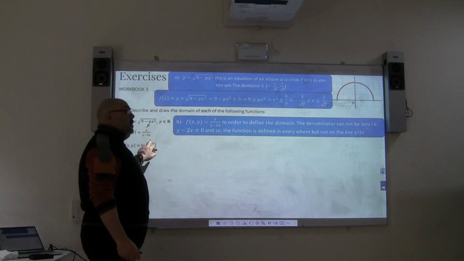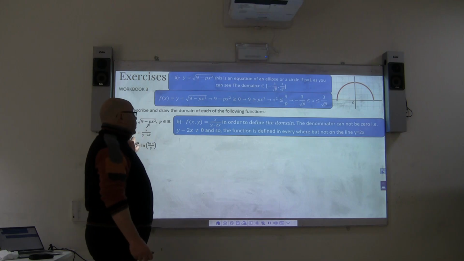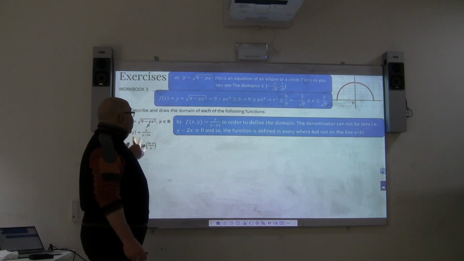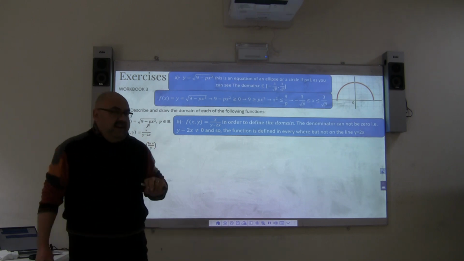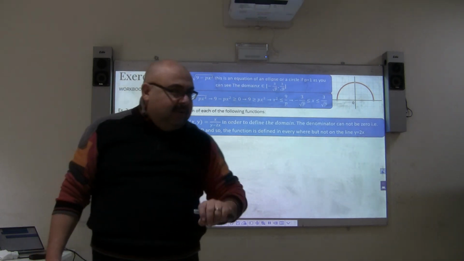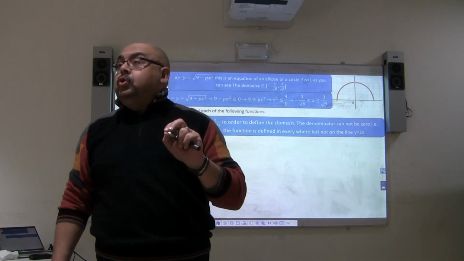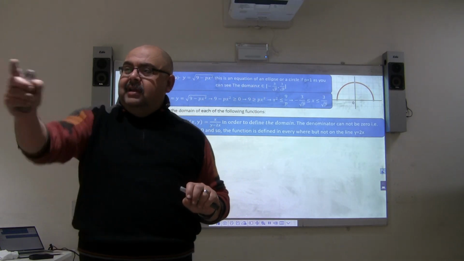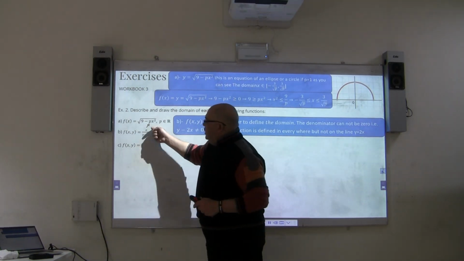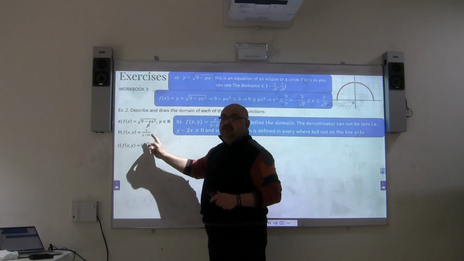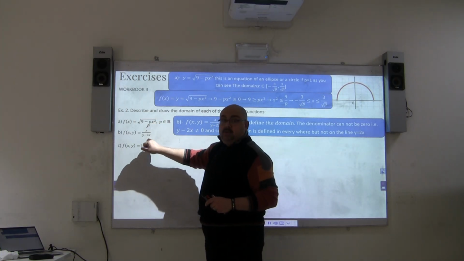For problem number B, I have a function in x and y, and it is represented in R, which is a function in several variables. It's not a vector valued function, it's a function in several variables. So also I will look at the condition. I have x divided by y minus 2x.